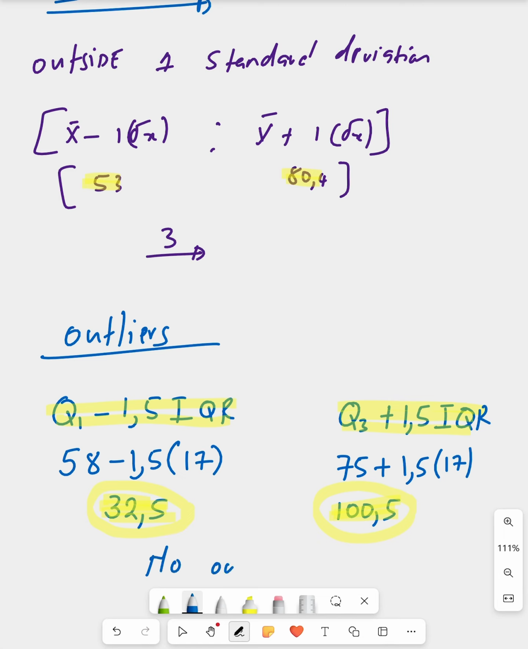No outliers. Because for outliers, we are looking for all the numbers from our data that are bigger than the upper limit or smaller than the lower limit. We do not have such numbers. So that means there are no outliers in our data set.